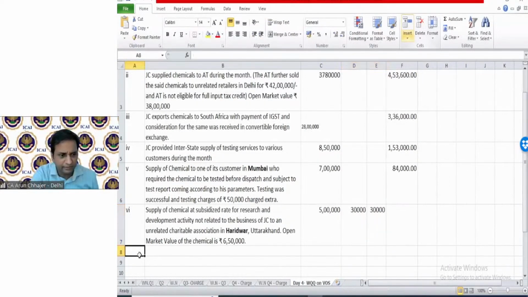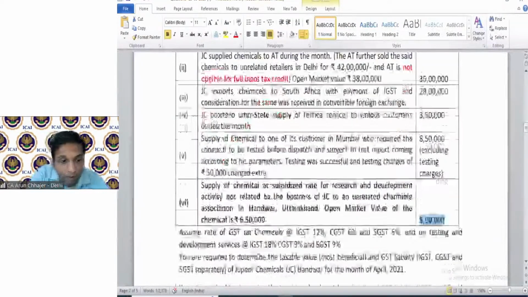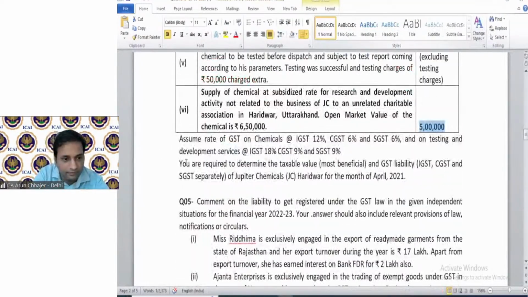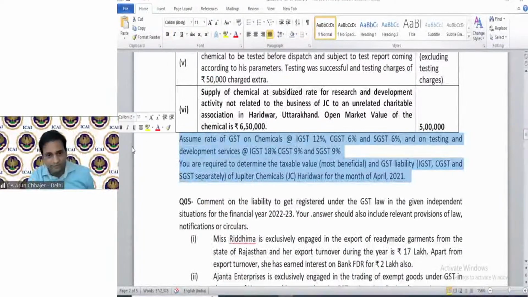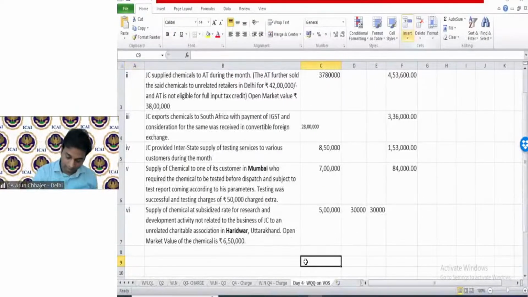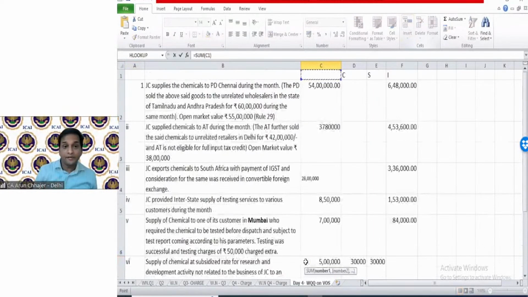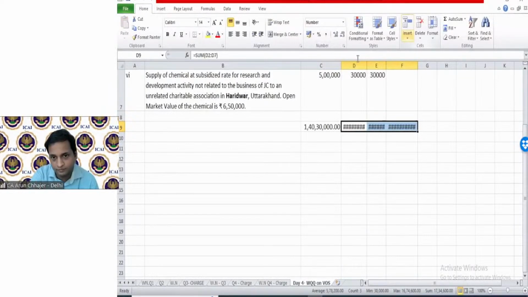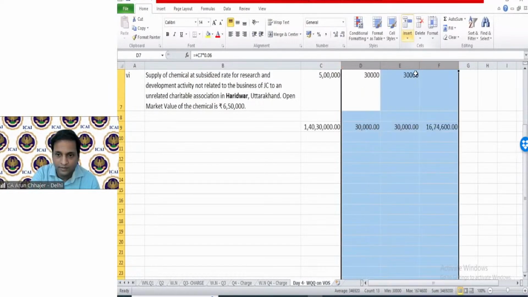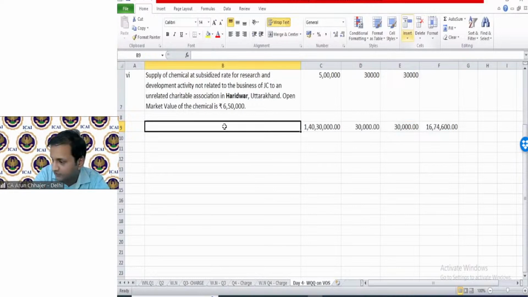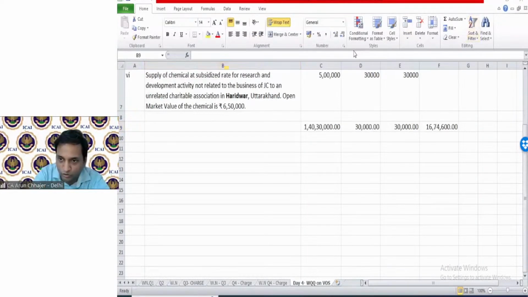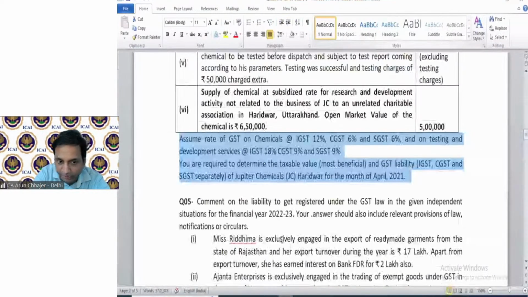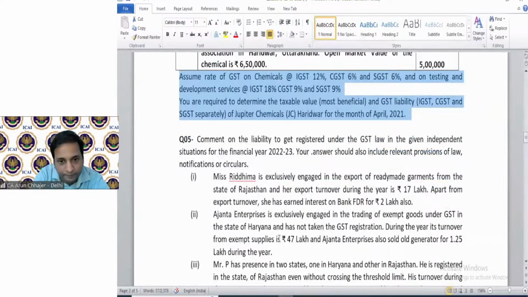Any doubt? Simple. Now let's move to the, okay, that's it. 30,000, 30,000 and 60 lakh 74,600. So this is the total liability. Now let's move to the next question. So we have completed one question on the time of supply. We have completed one question on the value of the supply.